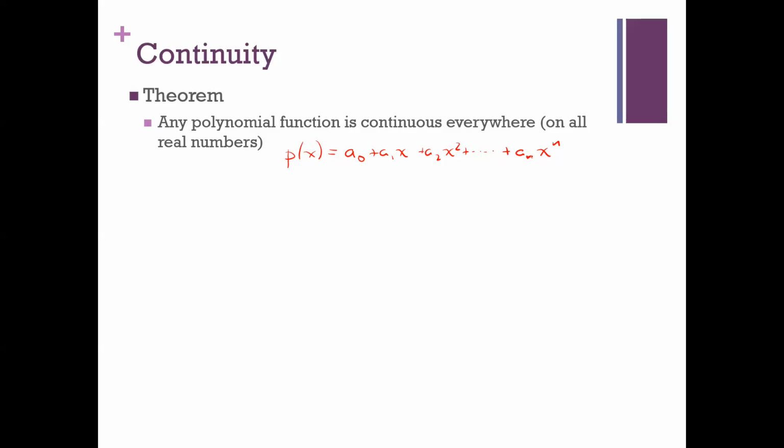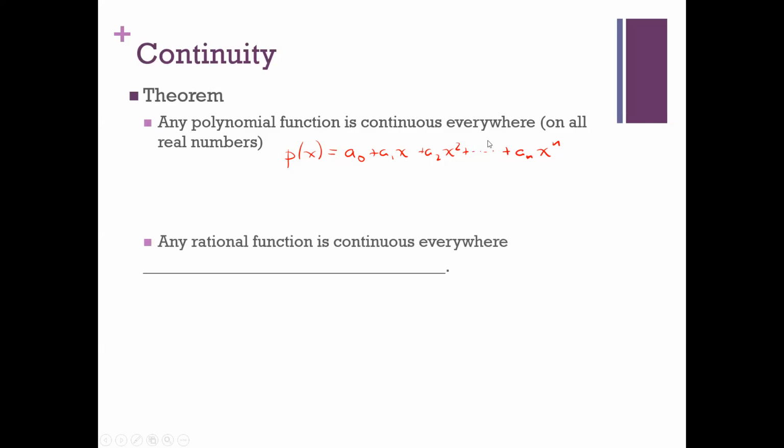I'm multiplying and adding all those terms together. There's no real way that can be undefined. There's no way that can be discontinuous. So any polynomial is continuous everywhere. Any rational function is continuous everywhere. What's supposed to go in that blank there?